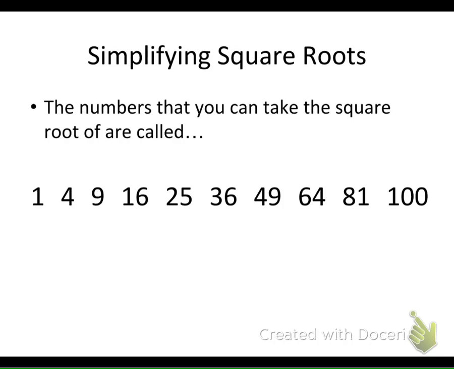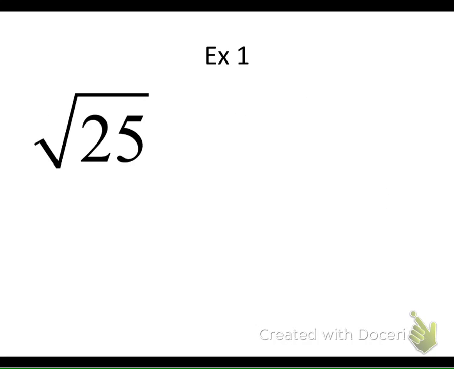So make sure you have them down. That's going to be a quick reference. So those are going to be the first 10 numbers that you're not going to have to simplify because they equal perfect squares. Okay, example number 1.